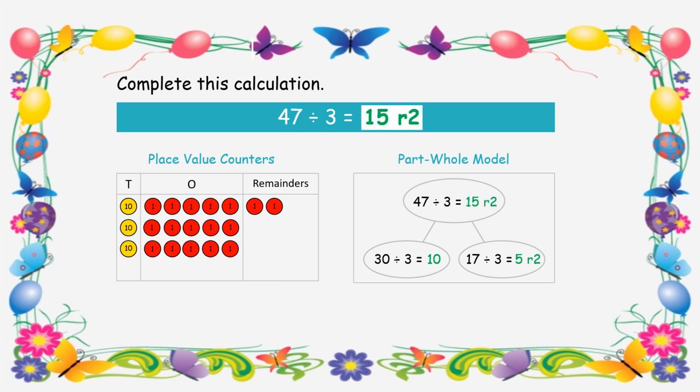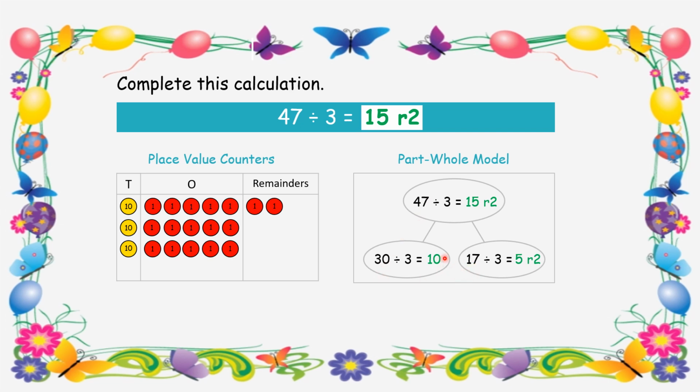Now let's see how we can solve this using the part-whole model. Now 47 divided by 3. How can I solve this using the part-whole model? I know I cannot divide 4 tens by 3 equally. But based on my knowledge of my times table, I can divide 30 by 3 equally. So I partition 47 into 30 and 17.